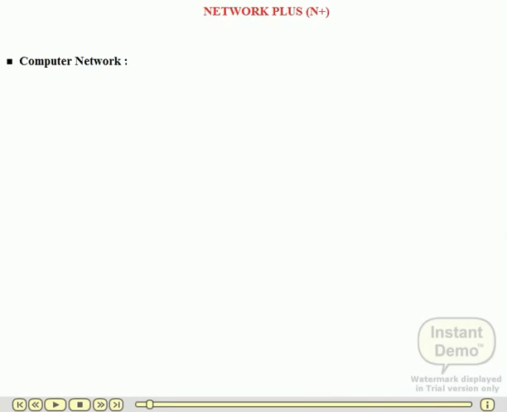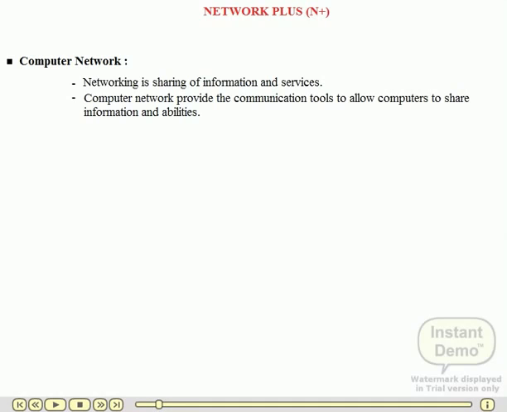First of all, we learn computer networks. Networking is the sharing of information and services. Computer networks provide the communication tools to allow computers to share information and abilities. Networking is the sharing of information and a lot of services. It shares a lot of resources, and it is also responsible for communication between two or more computers. It shares data, applications, messages, emails, graphics, printers, modems and fax machines.